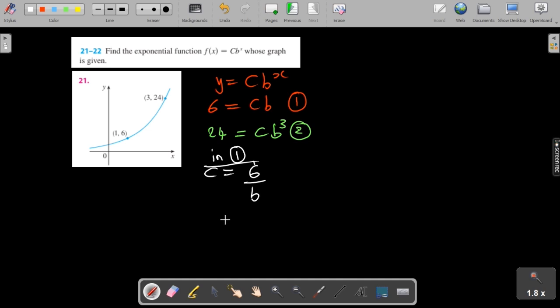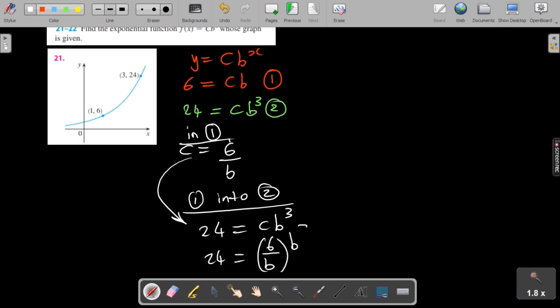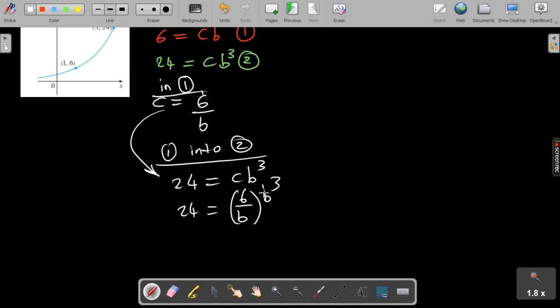So I'm going to substitute 1 into 2, but I'm going to use this form now. So I'm going to have 24 equals c b to the power 3, and I'm going to substitute this c here. So I have 24 equals 6 over b times b cubed. And we have the same base, so you can say b to the power 3 minus 1. So we have 24 equals 6b squared.